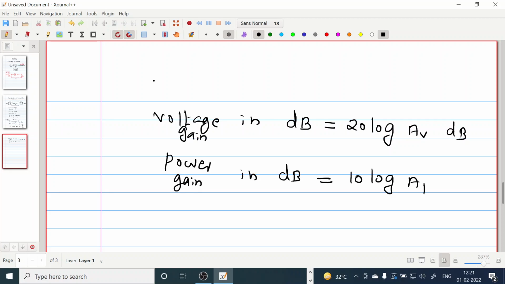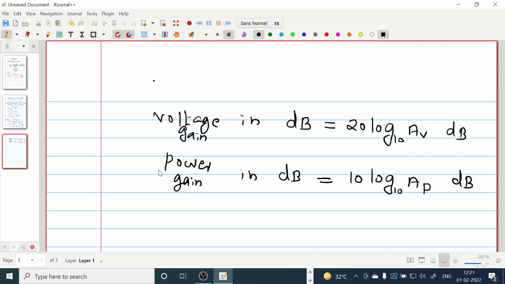അതായത് 20 log ലോഗിൻ്റെ ബേസ് 10 ആണ്, ഡെസിബിൾസ് യൂണിറ്റിൽ ചിലപ്പോൾ പവർ പറയും. അപ്പോൾ അത് കറണ്ട് ആണെങ്കിലും 20 log തന്നെയാണ്. So for a good amplifier the gain should be very large.